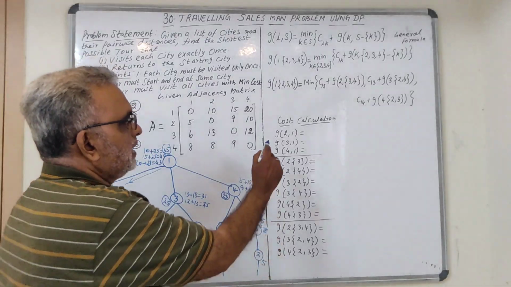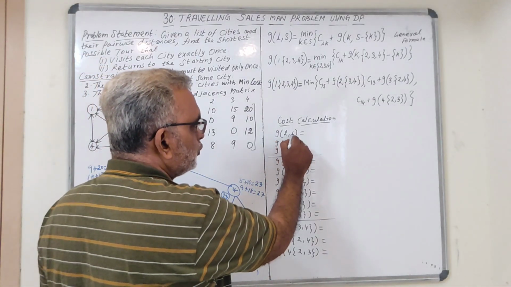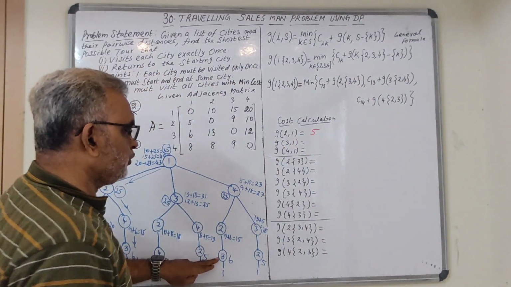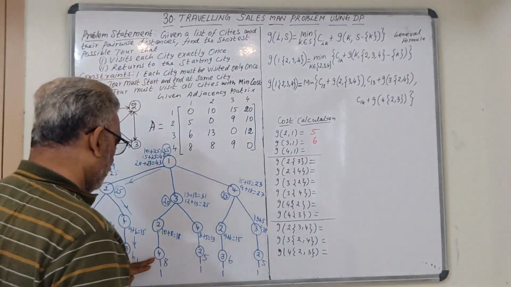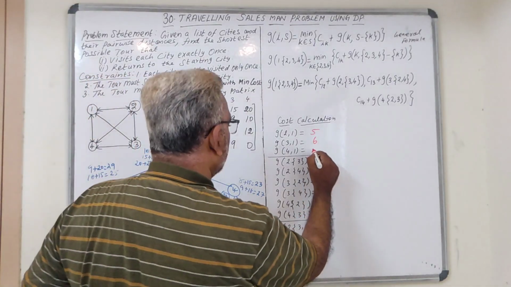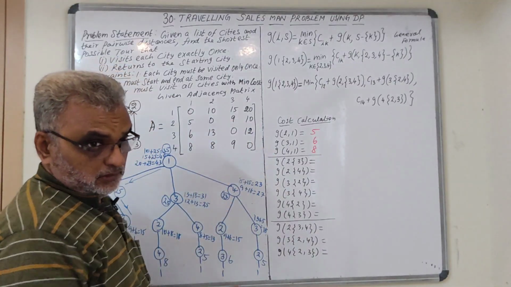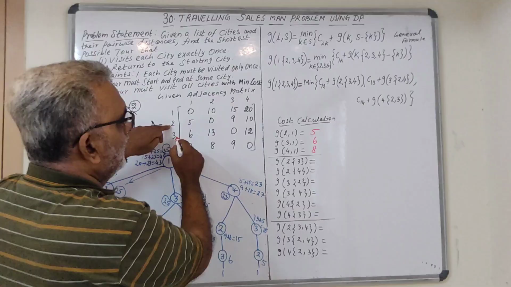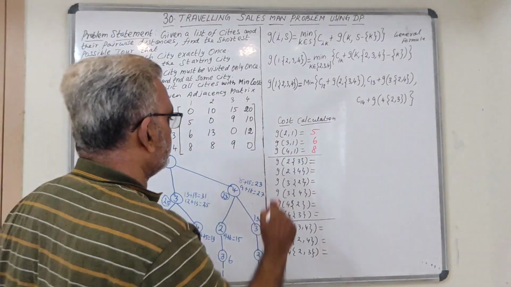The cost of reaching from city 2 to 1 is 5. Similarly 3 to 1 is 6. Similarly 4 to 1 is 8. You can also write this from the adjacency matrix: the cost of 2 to 1, 3 to 1, and 4 to 1, that is 5, 6, 8.